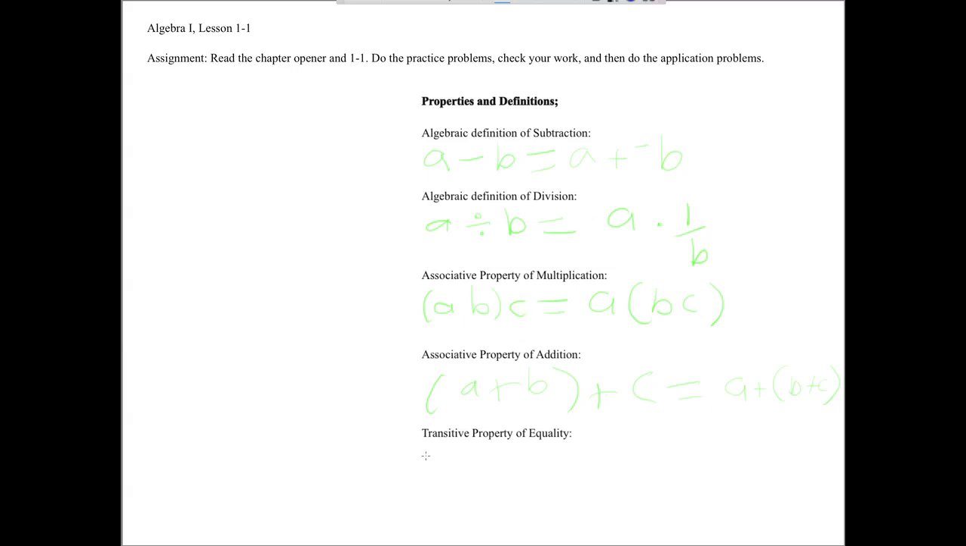The last one in this particular lesson is called the transitive property of equality. This is one we often find ourselves invoking. It tells us that if A equals B and B equals C, then A must equal C. This allows us to reach some conclusions when we're solving problems with variables.